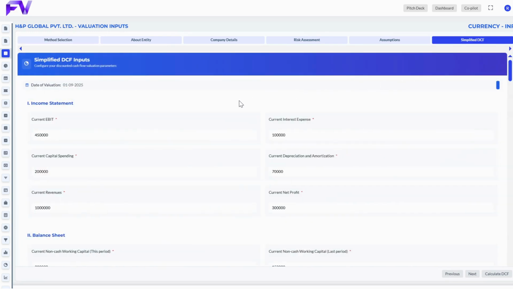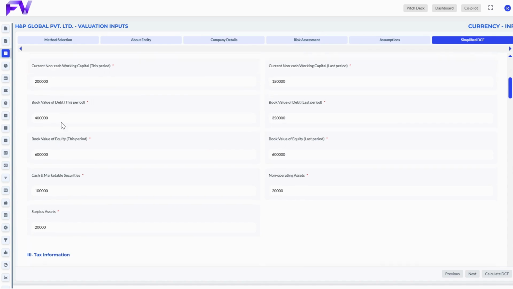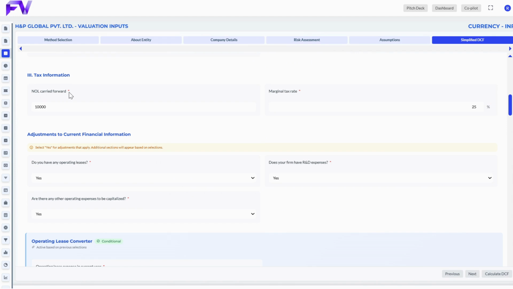Here, you can upload your financials. Starting with inputs of income statements such as current EBIT, current interest expense, current capital spending. Then, we can move on to balance sheet and tax information. Next will be adjustments to current financial information. Here, answer the questions for operating leases, R&D leases, and operating expenses using the Yes and No select option.